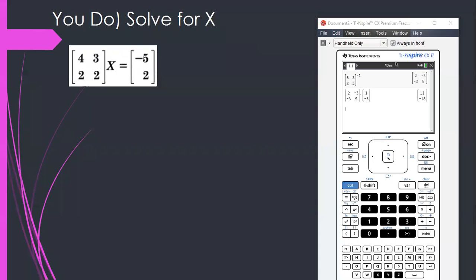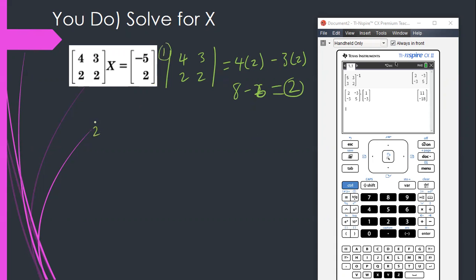All right, let's see how we did. So step 1 is to make sure that there's even a solution possible. So the determinant 4, 3, 2, 2 equals 4 times 2 minus 3 times 2, which gives me 8 minus 6, which equals 2. So that means a solution exists, right? So then I proceed. Step 2 is to find the inverse of 4, 3, 2, 2.